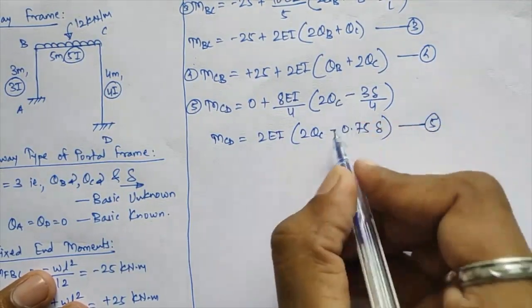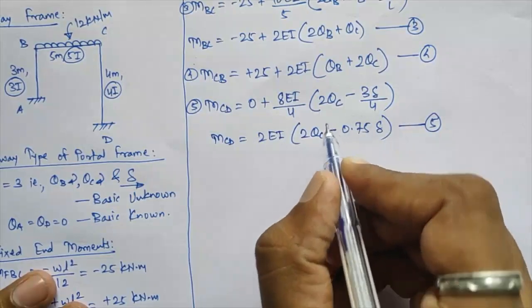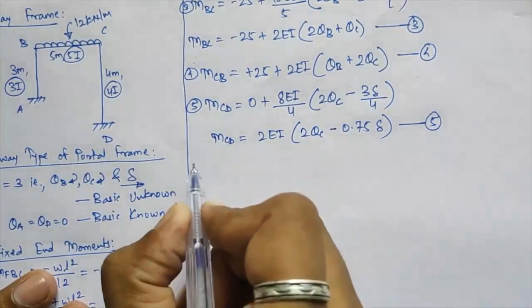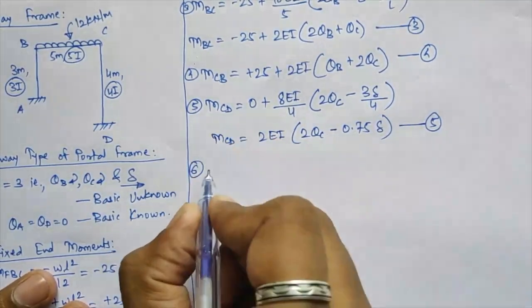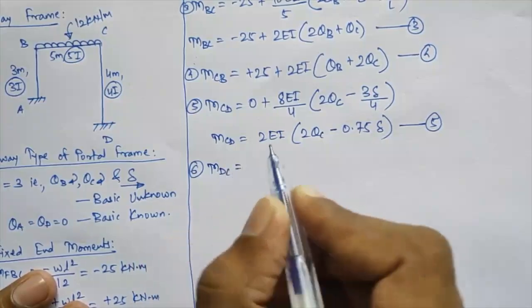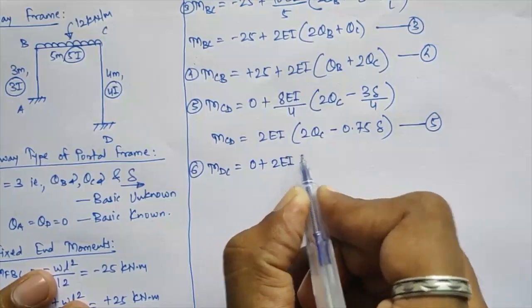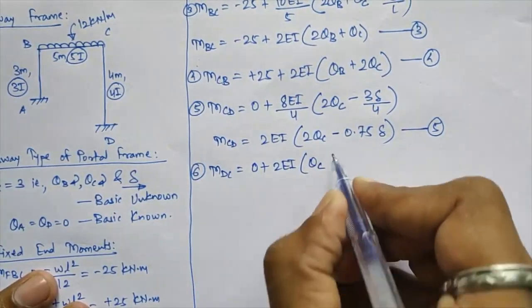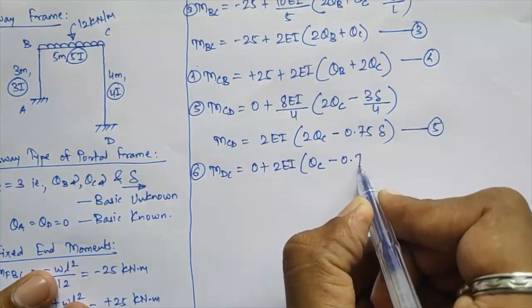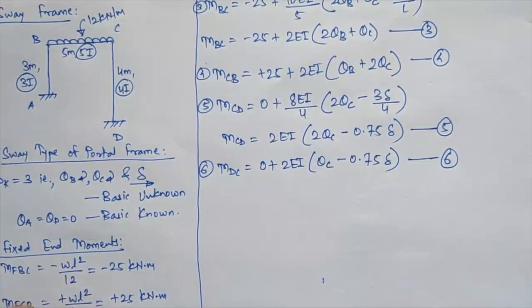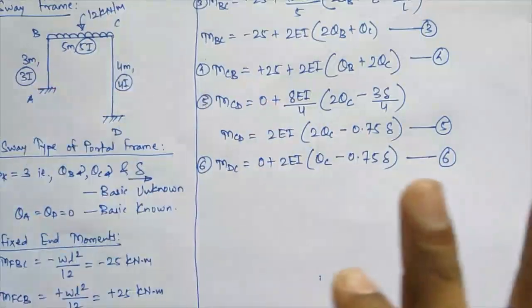Initially you did not have to use the concept of delta for this, whatever we have taken for sway coefficients over there. Then next equation, that is MDC. Again MFDC is 0 plus 2EI upon L, I'll get 2EI into bracket theta C minus 0.75 of delta. This will be my equation number 6. So I'm getting 6 slope deflection equations in total for 3 members.